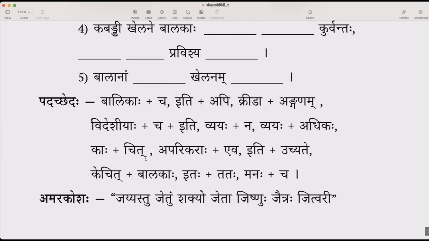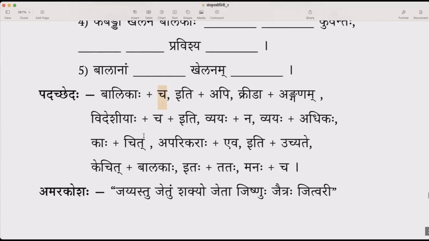As you read the lesson, you'll understand that balikaha plus cha will be balikascha. We've read that so many times in many different ways. So you'll know if there is a cha behind, then the visarga will become sh. So that's how you go by at this level. Can someone attempt this?